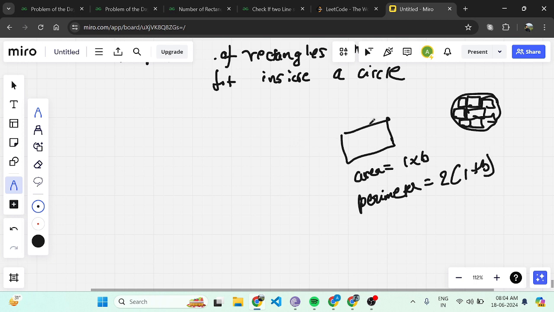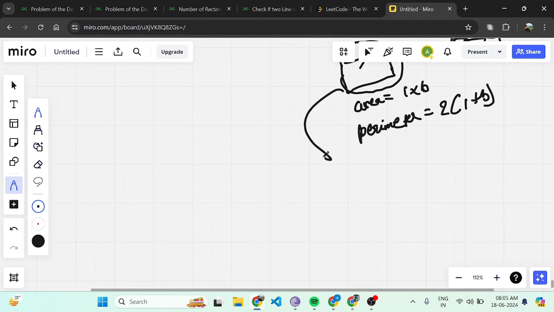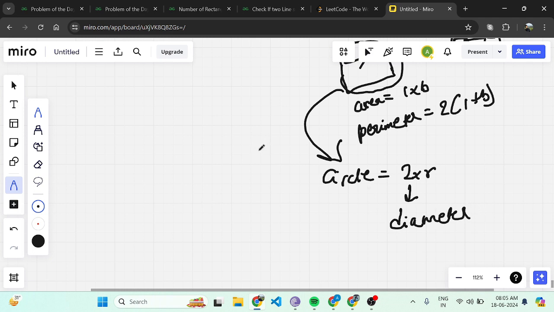What I have to do is find the number of possible rectangles like this which can fit inside a circle. So for a circle, the formula I can derive is the diameter equals 2 into r. So across this diameter, the total number of possible rectangles I have to find. And also we have to check the count of the rectangle. So let's devise the algorithm.